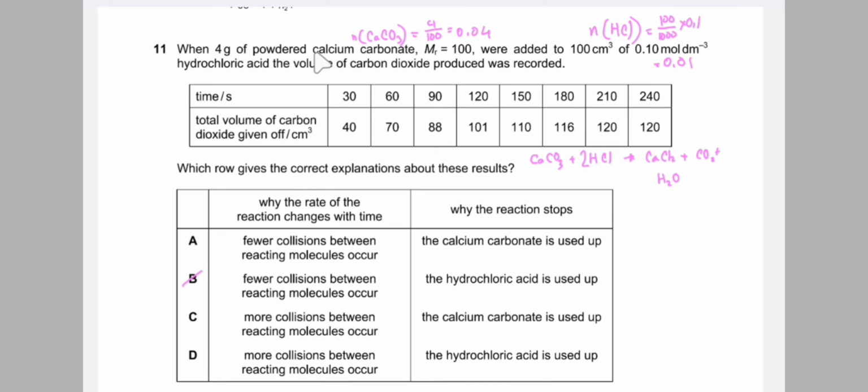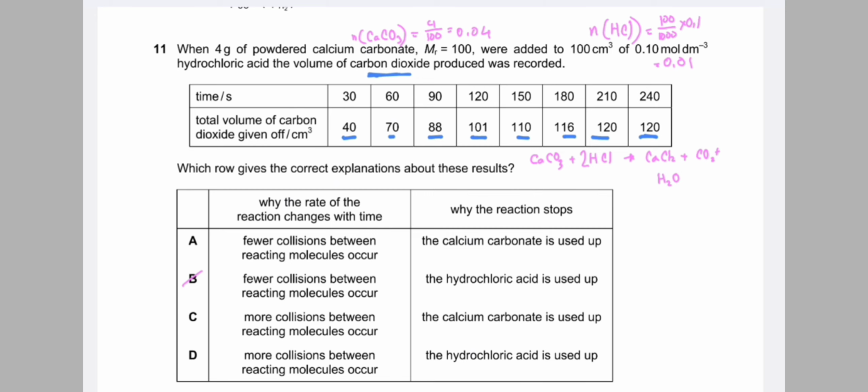Question 11. When 4 grams of powdered calcium carbonate, Mr 100, were added to 100 cm cubed of 0.1 mole per dm cubed hydrochloric acid, the volume of carbon dioxide produced was recorded. So this is the increase in time. Time increases linearly, while the increase in volume decreases over time until it becomes a constant value, that is, the reaction ends. Which row gives the correct explanation of why the rate of the reaction changes with time and why the reaction stops?